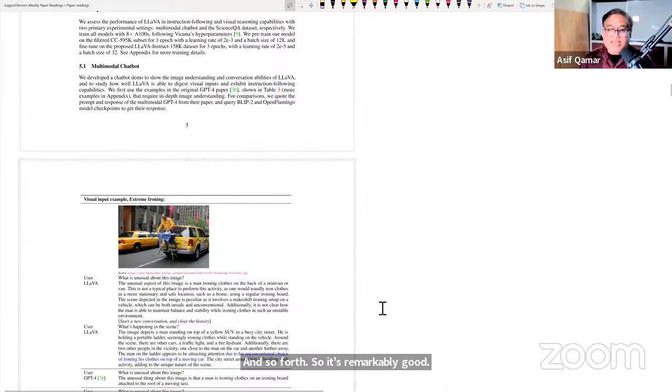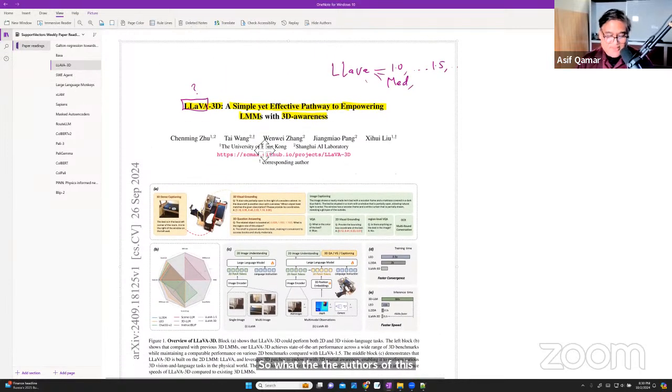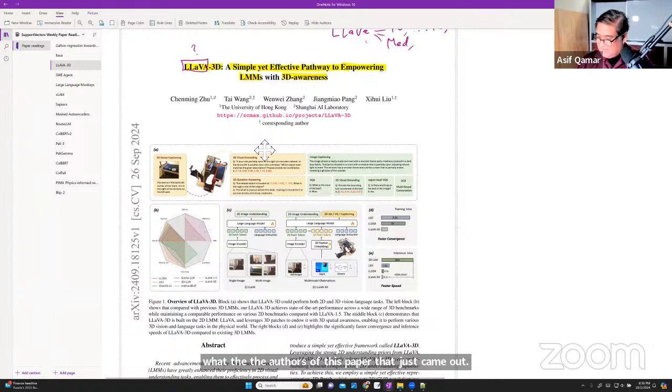So that was the backdrop. What the authors of this paper, which just came out not even a week ago, almost going to be a week, today is 2nd, and this came out on 26th, are saying is that people have been trying 3D awareness in multimodal models, but they are struggling with it. So, for example, if you look at this, this image is worth looking into.